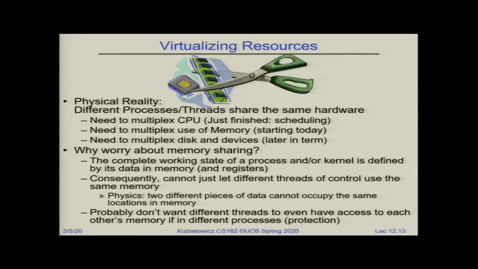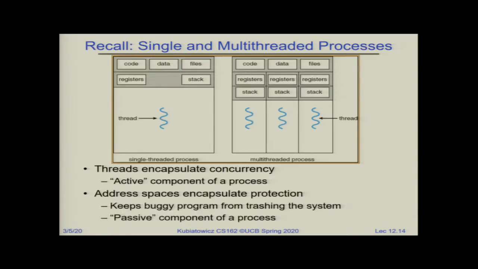And you probably don't want to have different threads from different users or processes even have access to the same data. So if you remember, we had this picture, right? This was highlighting that the threads, there can be many or few in the process. They encapsulate the concurrency portion. The address space is the protection domain. And so address space typically has code and data and files and registers and stack. Okay?